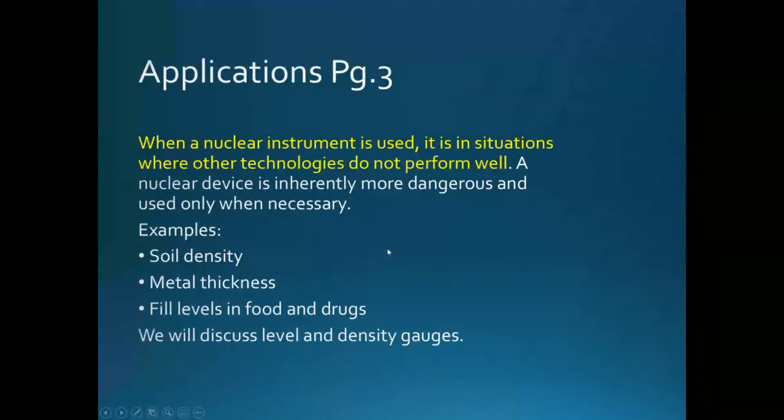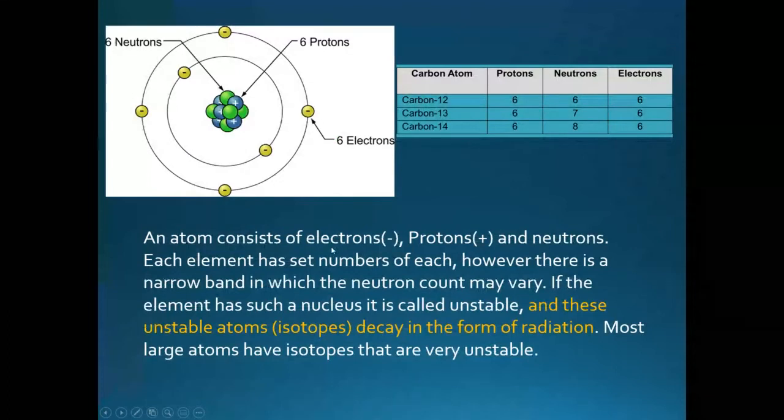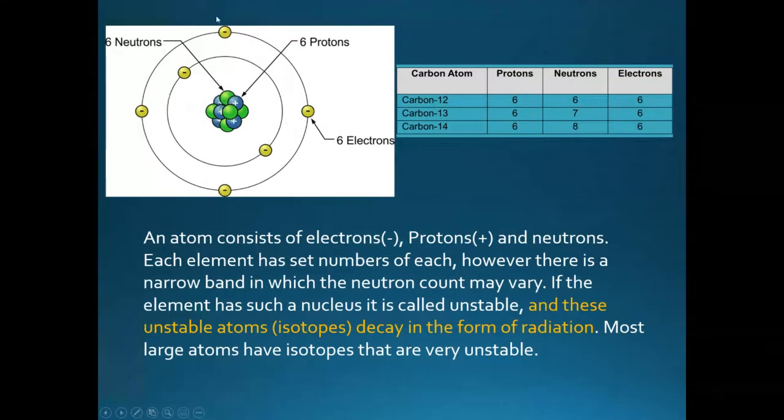So continuing on with a quick little review here about atoms and isotopes and protons and neutrons and all this kind of stuff. We remember that the atom consists of electrons and protons and neutrons, and there's set numbers of each depending on the element that we're talking about. And we learned in a previous lecture that if we have isotopes, it means that they have the same number of protons and electrons, but have varying numbers of neutrons. If it is one of these types of atoms, we call it an unstable atom or an unstable isotope. And these are the isotopes that decay in the form of radiation. And this is the radiation that we use for measurement.